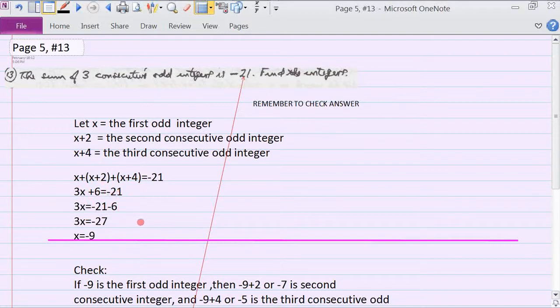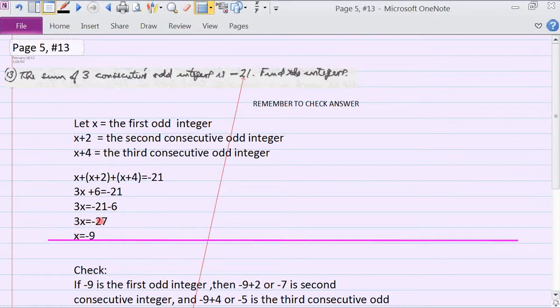This equals minus 21. We bring the plus 6 from the left side to the right side. It becomes minus 6. So minus 21 and minus 6 become minus 27. If I divide this by 3, I get x.